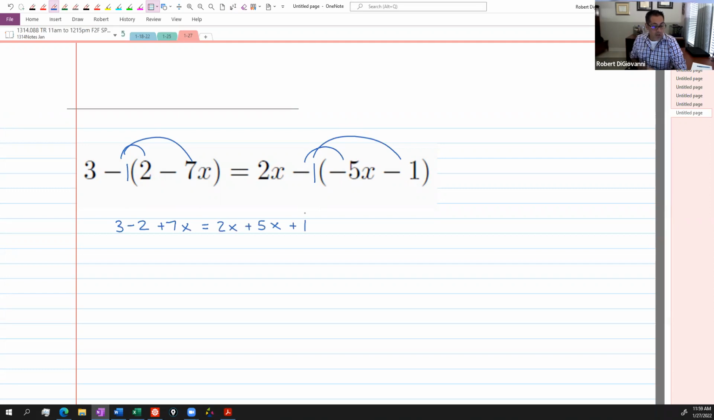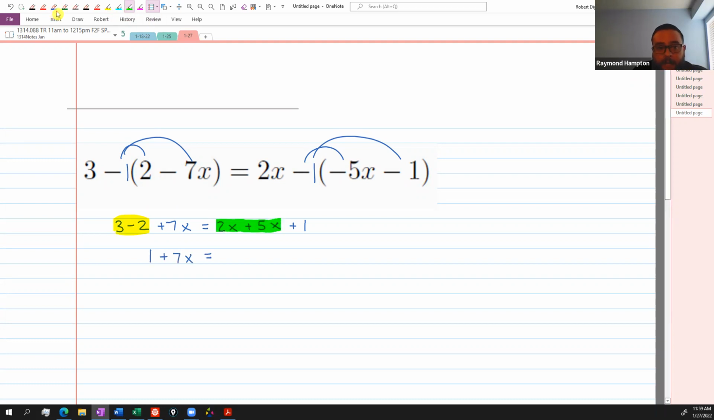Let's combine like terms. So you want to keep going, Raymond? Sure. What can we do on the left? You can do the 3 minus 2. Okay. So I'll give you that and 1. Make it 1 plus 7x. Okay, and on the right-hand side, what can you do? You could add the 2x and the 5x together, making it 7x plus 1. Plus 1. Okay, good.